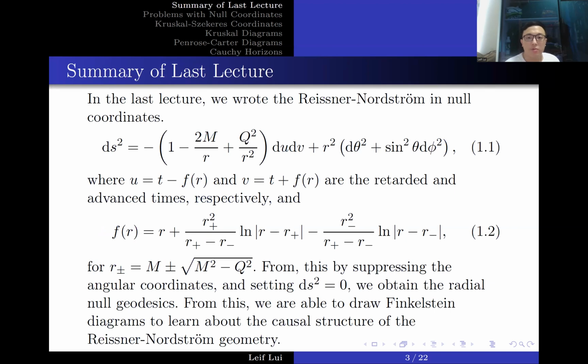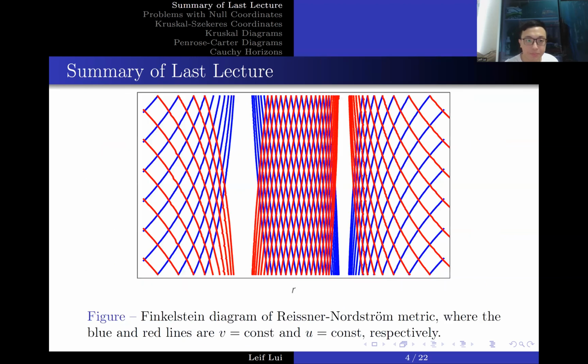So recall, in the last lecture, we wrote the Reissner-Nordström metric, which is shown in equation 1.1, in null coordinates. Basically, we introduced a retarded time and an advanced time, where f is this function, where r plus and r minus represent the outer and inner horizons. From this, by suppressing the angular coordinates and setting ds squared to 0, which is essentially the definition of a null geodesic, we can obtain the radial null geodesics. And from this, we are able to draw Finkelstein diagrams to learn about the causal structure of Reissner-Nordström geometry.